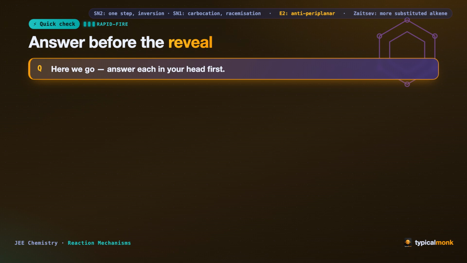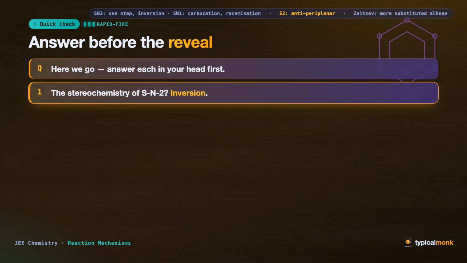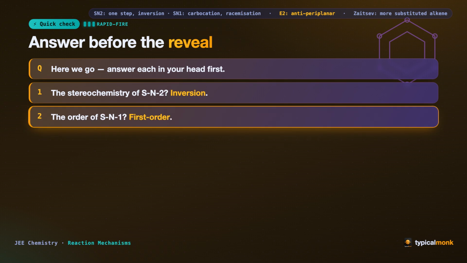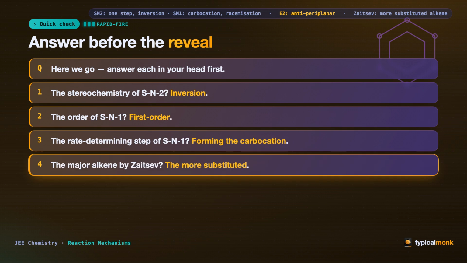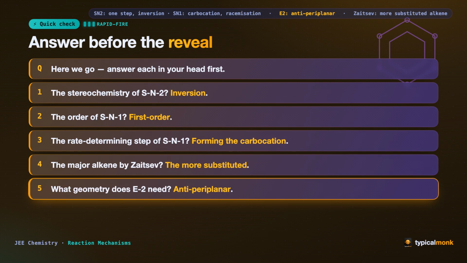Now test yourself. Answer in your head before the reveal. That is how G-speed is built. Here we go. Question 1. The stereochemistry of SN2. Inversion. Question 2. The order of SN1. First order. Question 3. The rate determining step of SN1. Forming the carbocation. Question 4. The major alkene by Zaitsev. The more substituted one. And question 5. What geometry does E2 need?